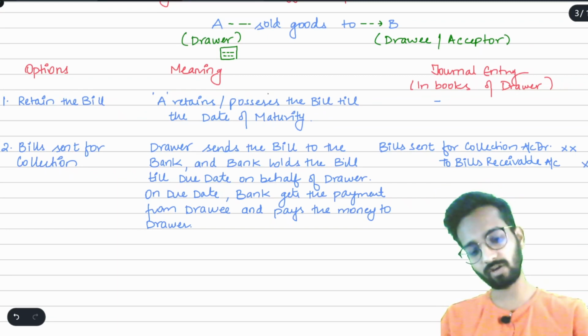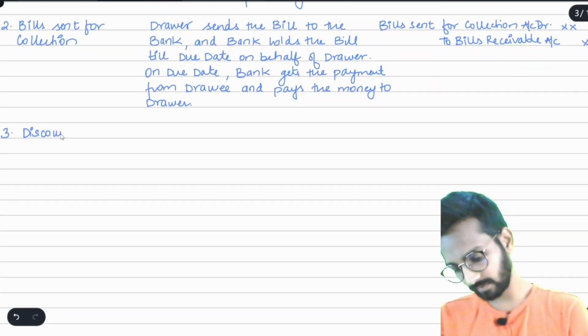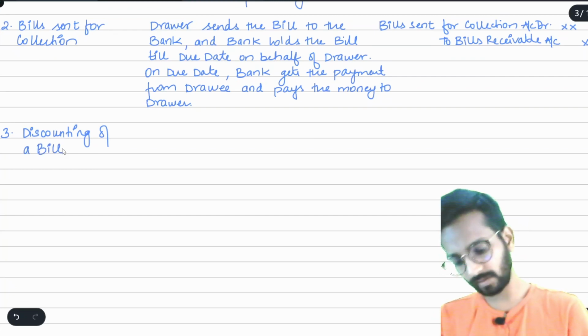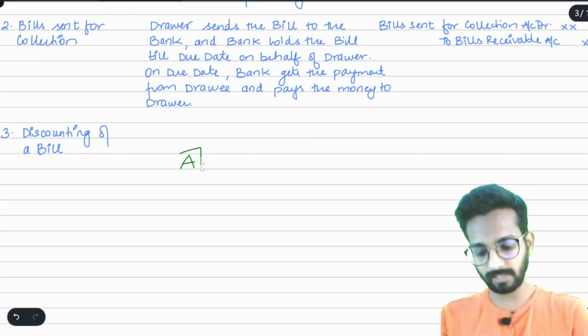Very simple. Now moving further, what is the next option we have here? Discounting of a bill. What happens in this case? Please understand. See, A has the bill.